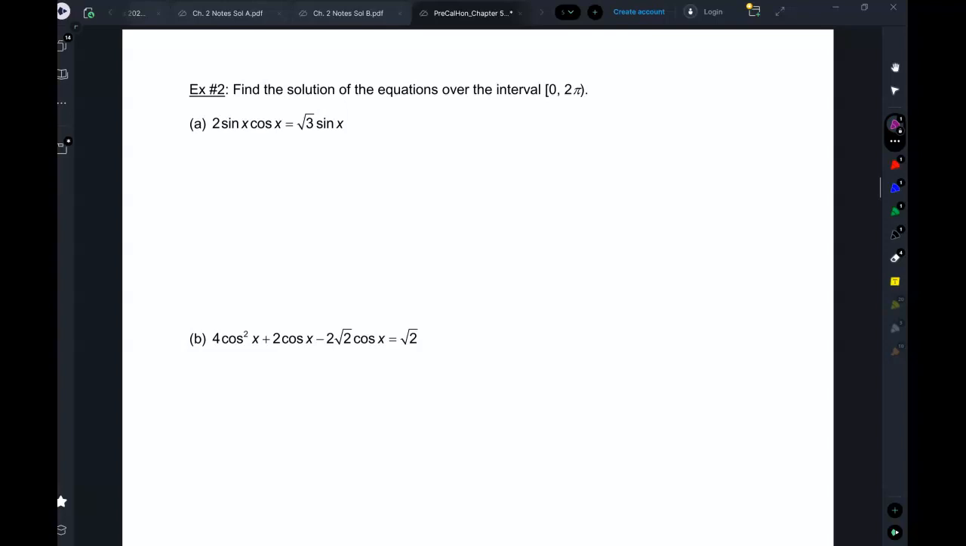So take a look at what this says. Find the solutions of the equations over the interval 0 to 2 pi. This means we're only going from 0 to 2 pi. That means it's only one cycle around the unit circle, so you don't need the 2 pi n. Okay? You only want whatever shows up one time on the unit circle.